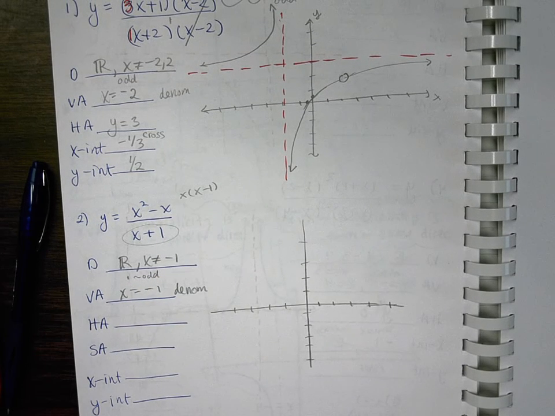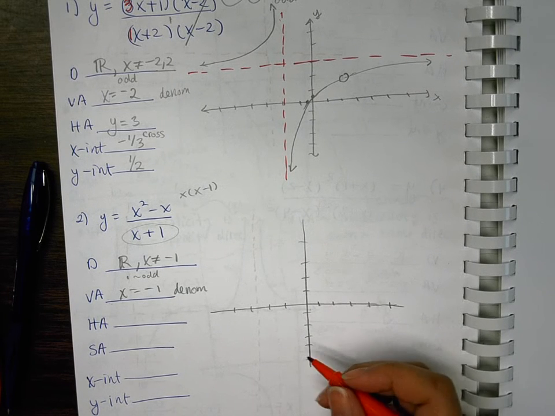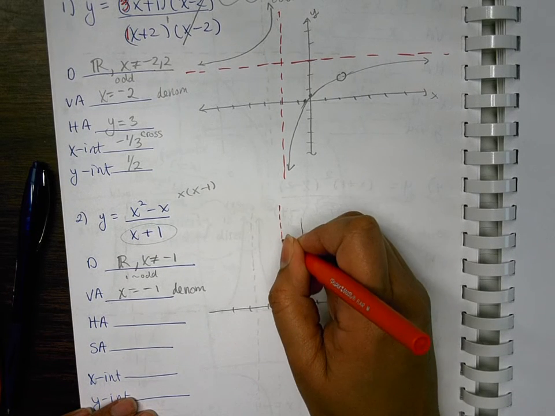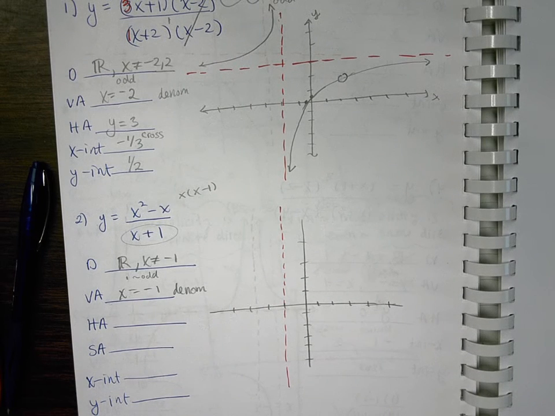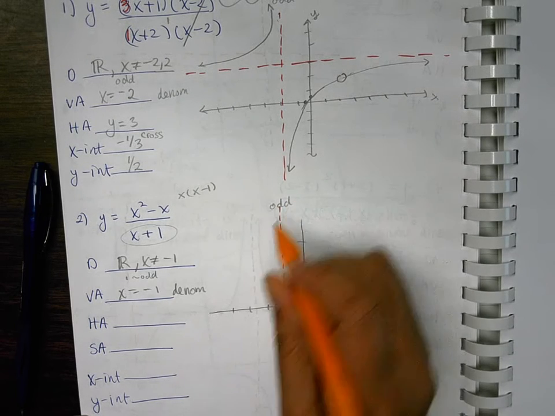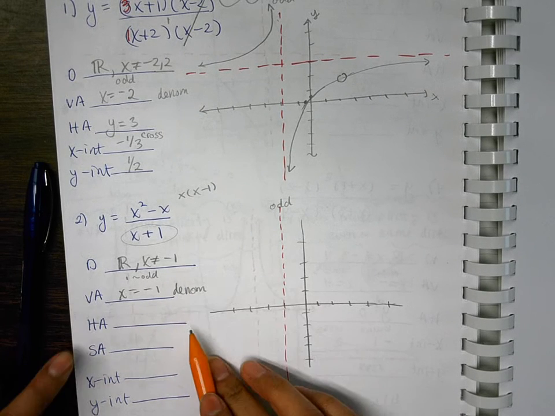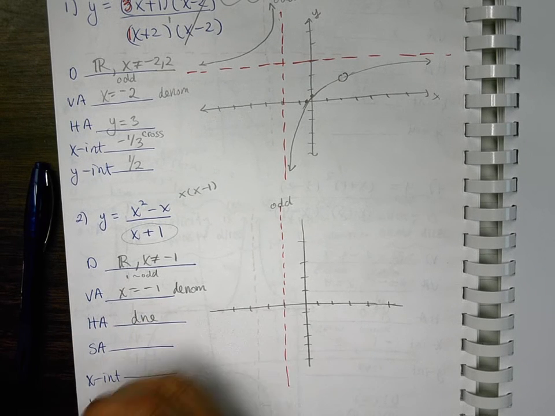So I go over to x equals -1, and I graph my vertical. And what do I put at the top? Odd. Okay, is this top heavy, bottom heavy, or the same? Which means what about the horizontal? D and E or none? I would accept either one.